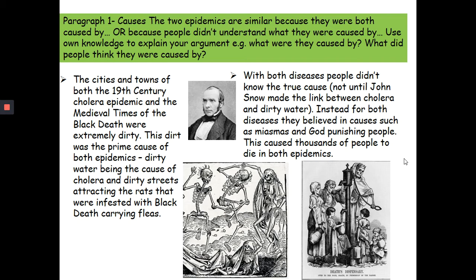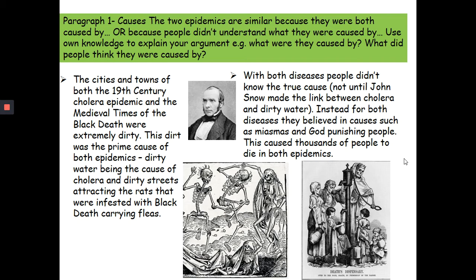What were they caused by? What did people think they were caused by? Now, the cities and towns of both the 19th century of the cholera epidemic and of medieval times of the Black Death, or the bubonic plague as it's also known, were extremely dirty. So it's filth that they shared. This dirt was the prime cause of both epidemics. Dirty water being the cause of cholera, and dirty streets attracting the rats that were infested with Black Death carrying fleas.